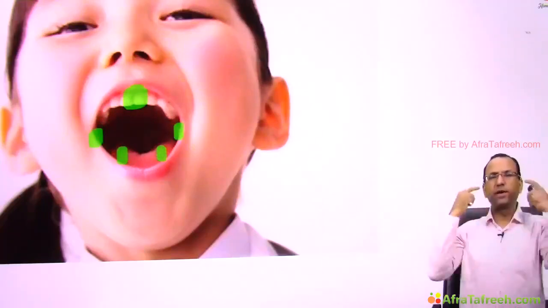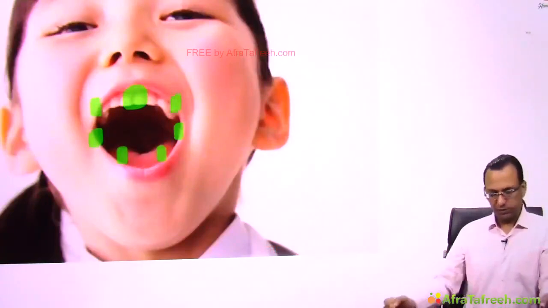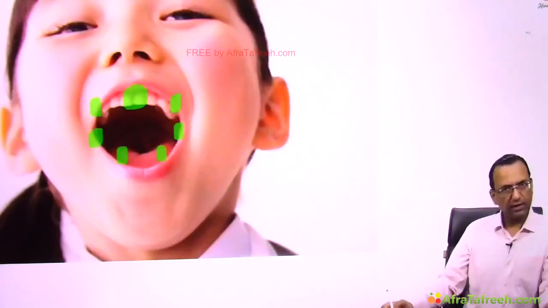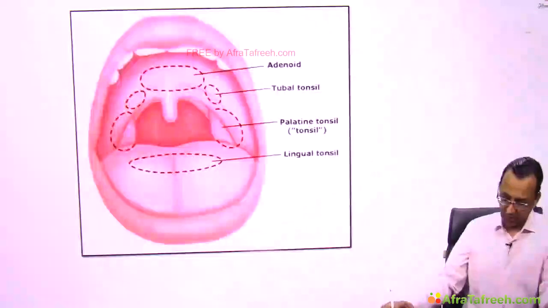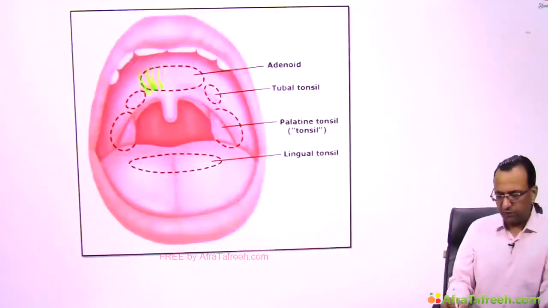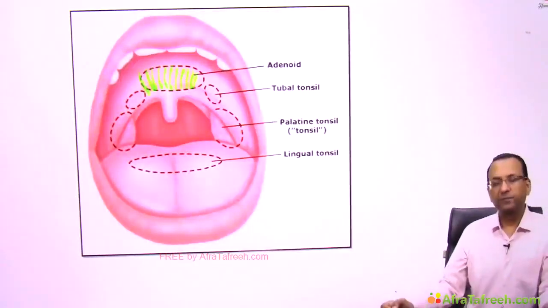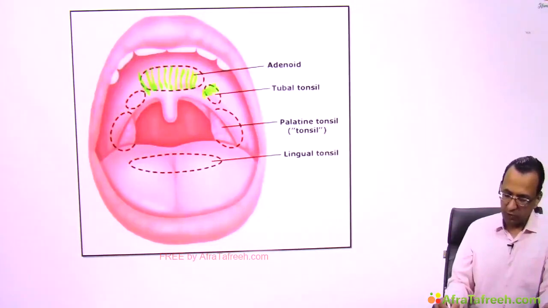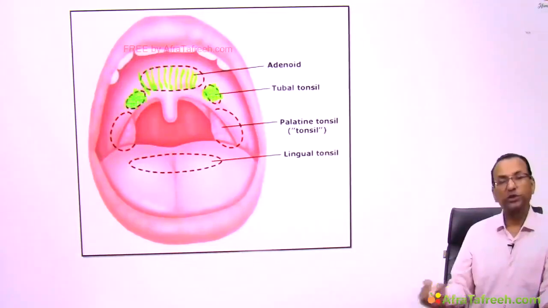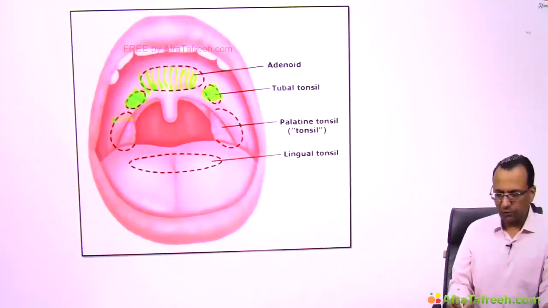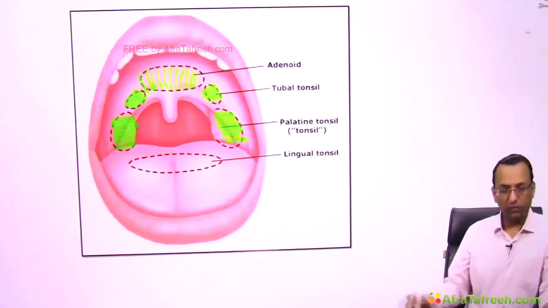There is one more. You know, there is a tube opening for the middle ear. You're talking about the eustachian tube? Yes, eustachian tube. There is some tubal tonsil also. Tubal tonsil, yes. Can I see some other diagram? Yes, of course, this is the diagram. This is going to be the adenoid, which is behind the nasopharynx. And this is going to be the tubal tonsil, which is near the eustachian tube. And this is the actual tonsil or palatine tonsil. And then there is a lingual tonsil.